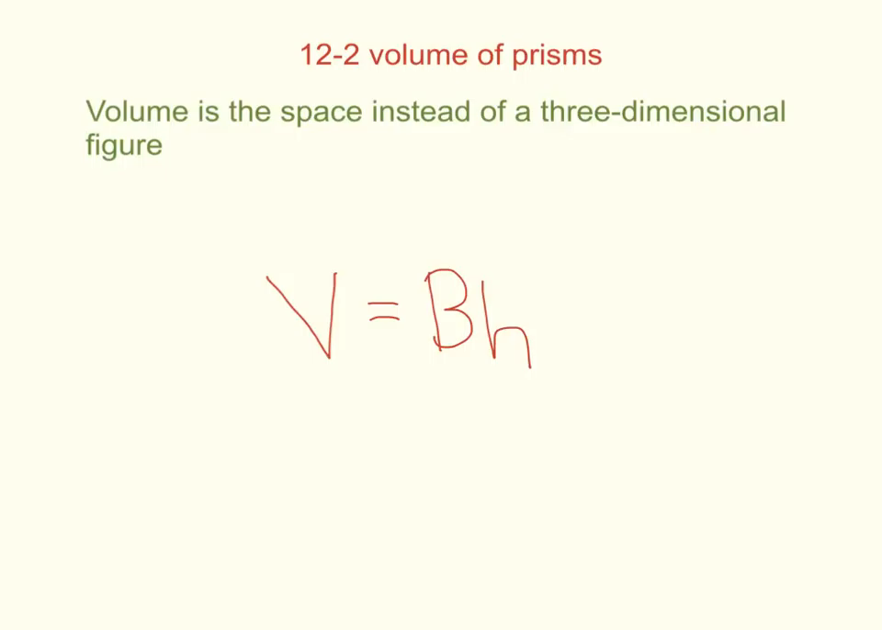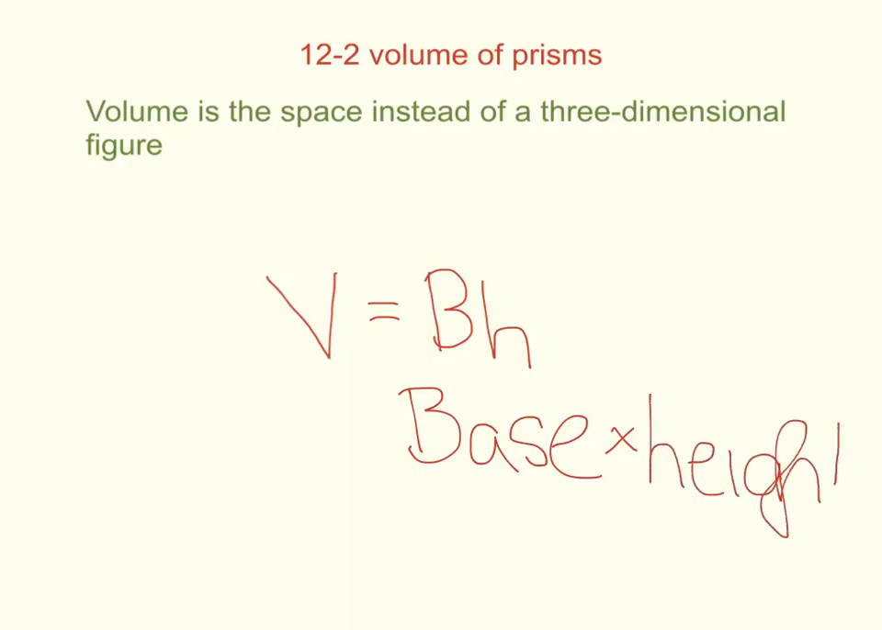So for our formula to find the volume of prisms, we have V equals BH. B is the base, so whatever the object's base is, you have to find those dimensions times the height of the object. And we'll do a few examples so you can see this.